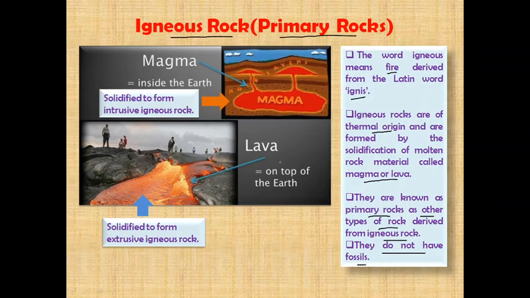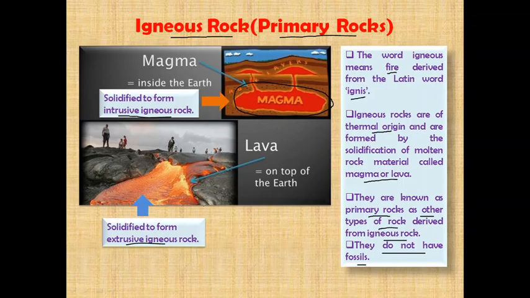Now if you look at this diagram, you can find that there are two types of igneous rock. One is intrusive igneous rock, another one is extrusive igneous rock. Both these kinds of rock are forming due to cooling and solidification of molten rock material. Intrusive igneous rock is forming due to solidification of magma. The molten rock material, when it exists inside the earth, is called magma.